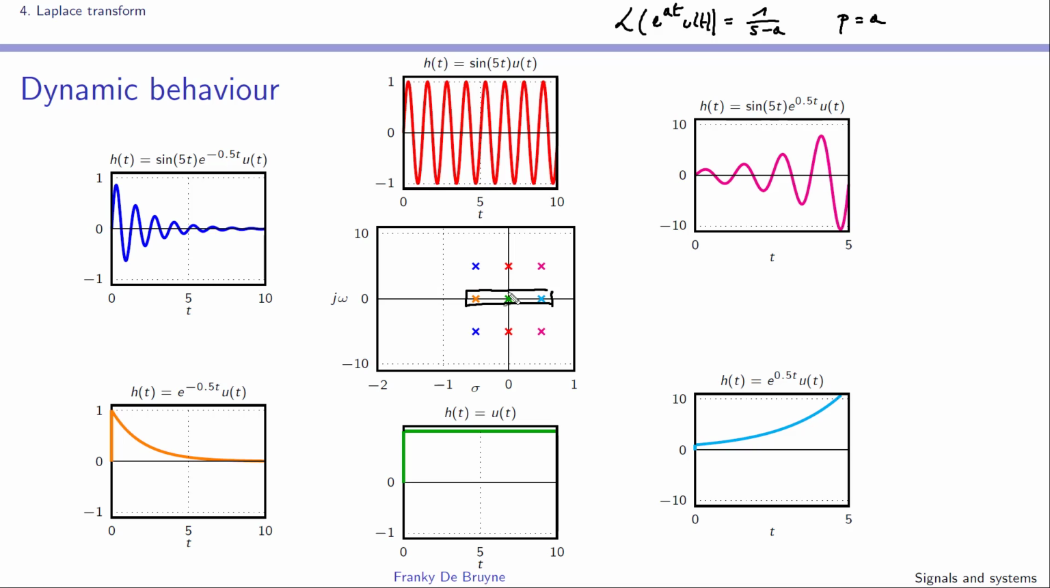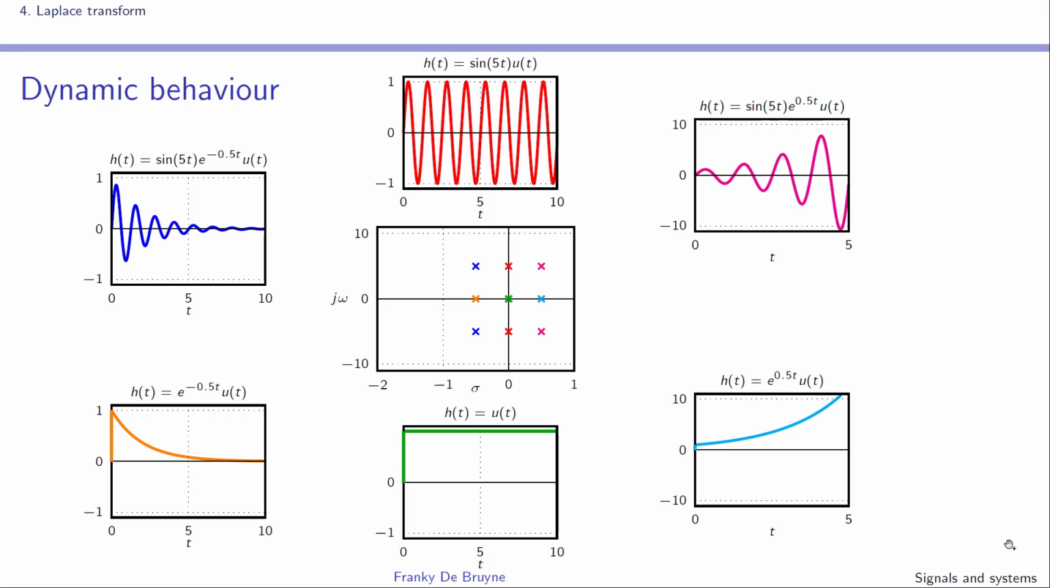This system here corresponds to a pole at the origin, right? So the transfer function is 1 over s. This corresponds to a system that has an impulse response that is a step. Remember that the step is the integral of the input, that is a delta. So this is really an integrating system. And here we are at the limit of stability.